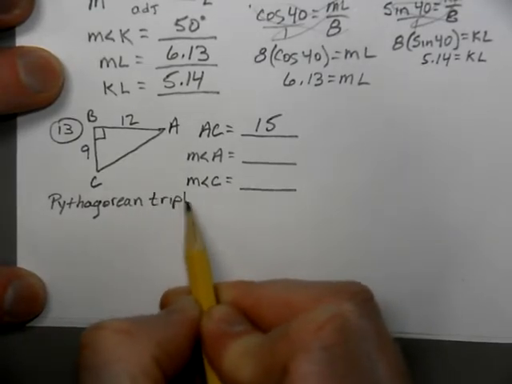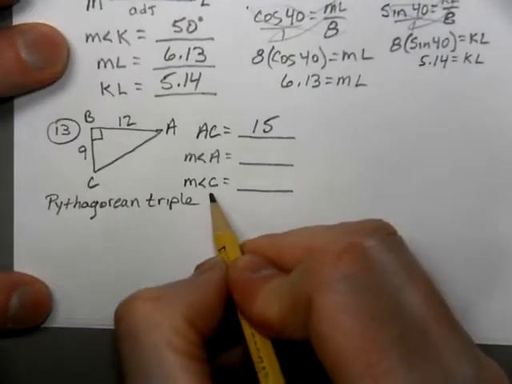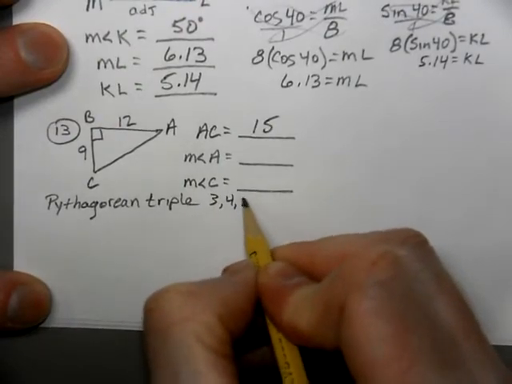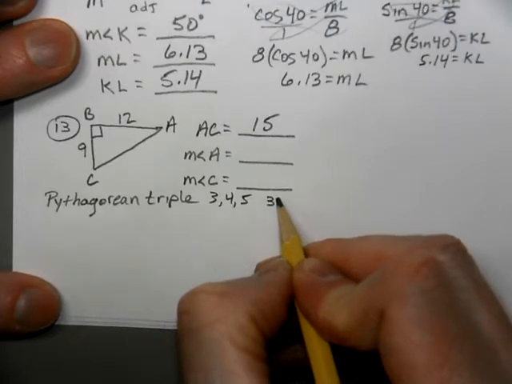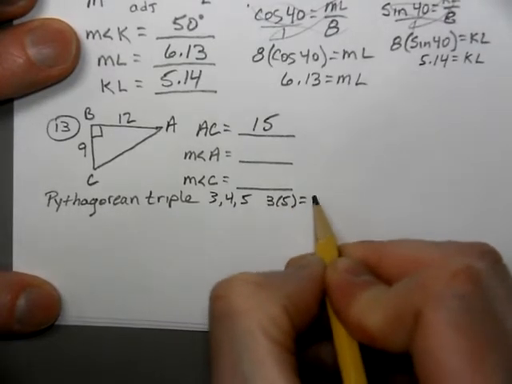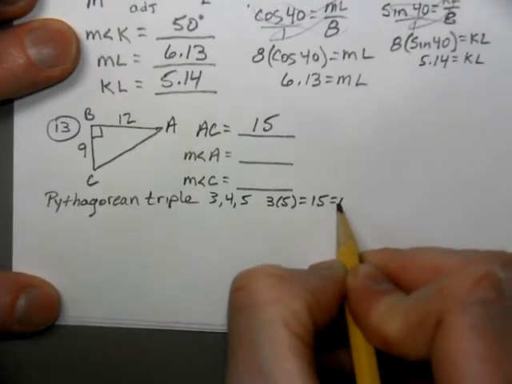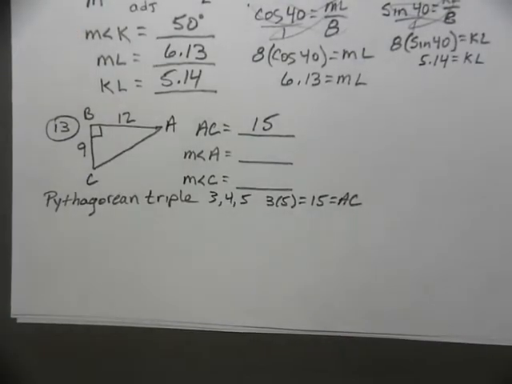Pythagorean triple, 3, 4, 5. So we're going to say 3 times 5 equals 15. That equals AC. So I've shown some work on where that came from.